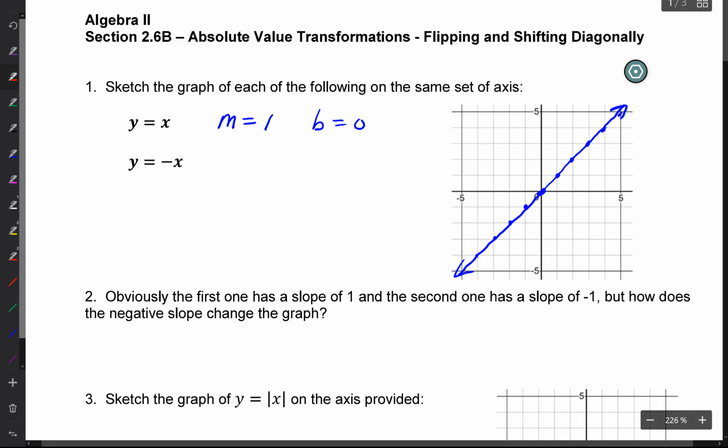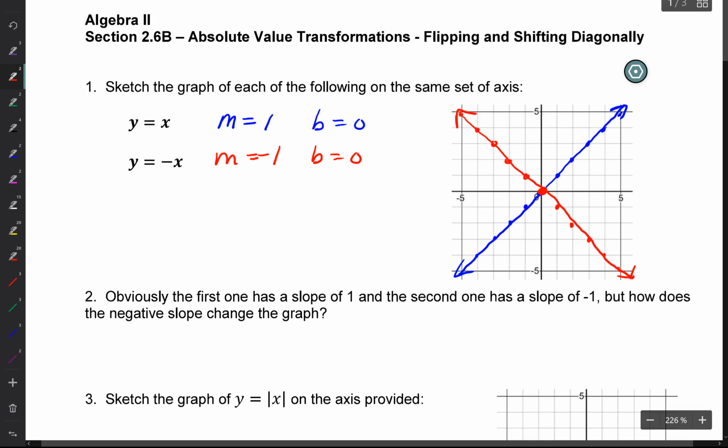Now, as we compare that to y equals negative x, that has a slope of negative 1, but still has a y-intercept of 0. So as we draw that second line, we see our slope is a negative 1, going up 1 over 1 and up to the left. And that line, when we draw it, obviously is going down from left to right.